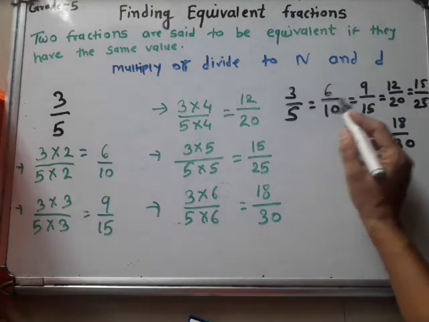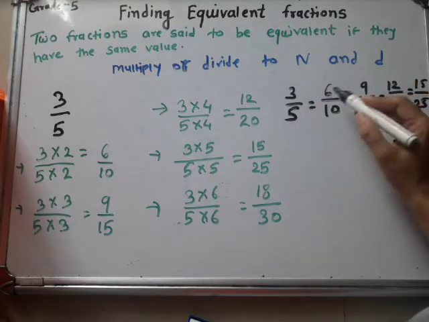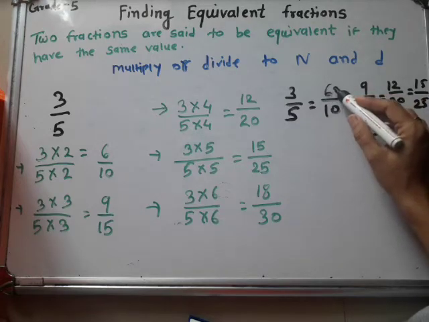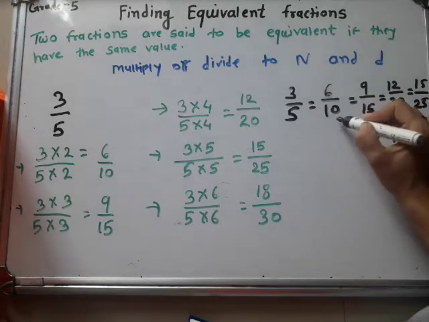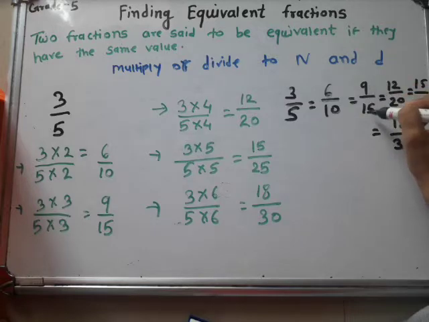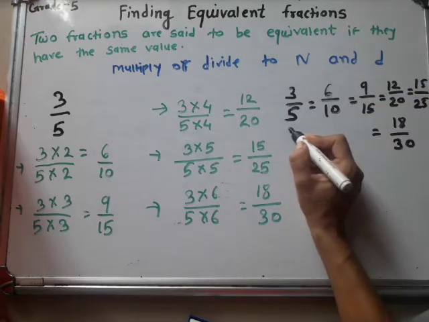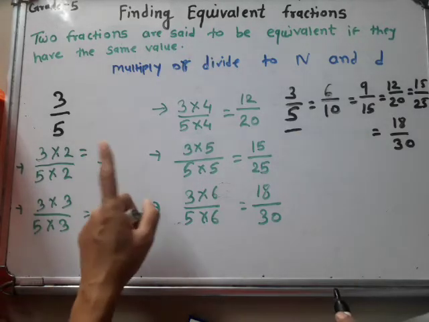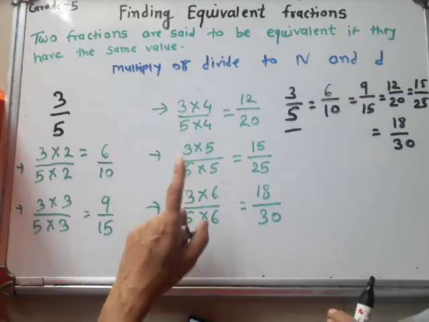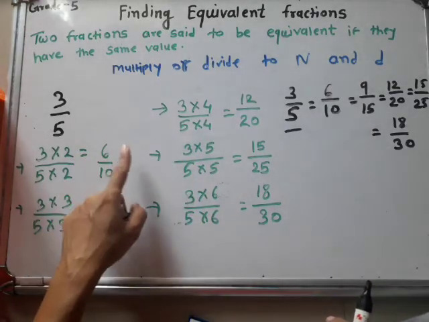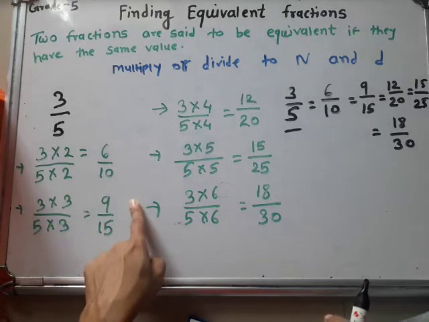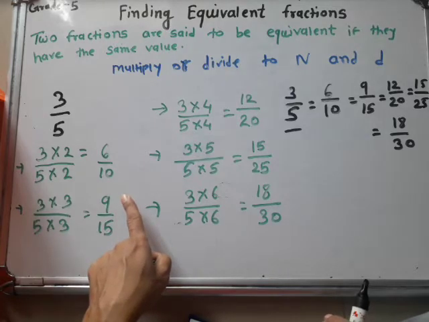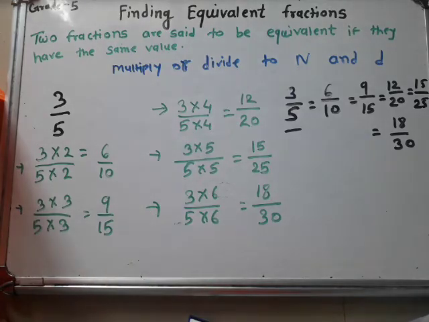So when we divide all these numbers, 6/10: 2 3s are 6, 2 5s are 10. Here 3 3s are 9, 3 5s are 15. When we divide all these numbers, we get the same value, that is 3/5. So this type of fraction is called equivalent fraction. In this way we find the equivalent fraction by multiplying the numerator and denominator by the same number. Now see one more example.